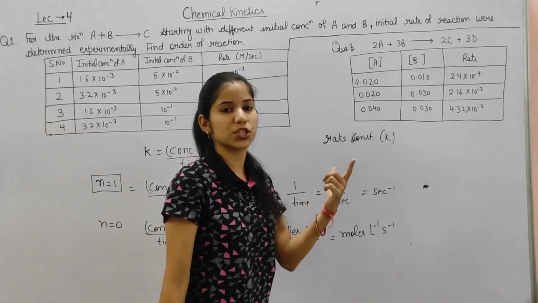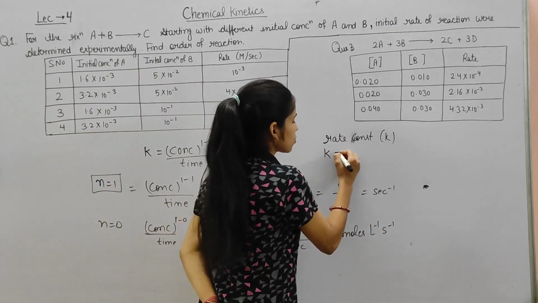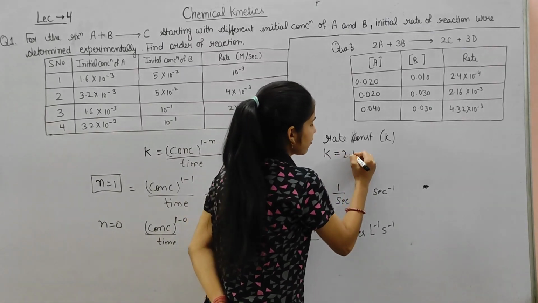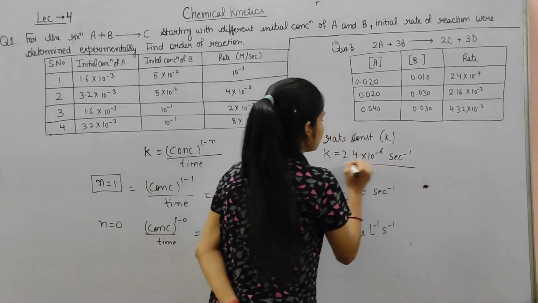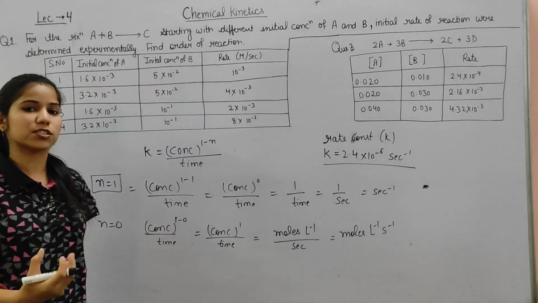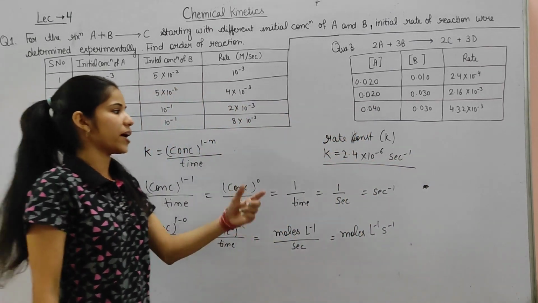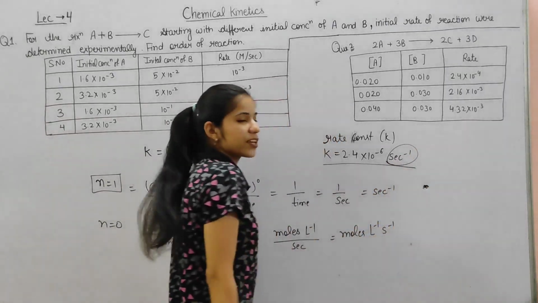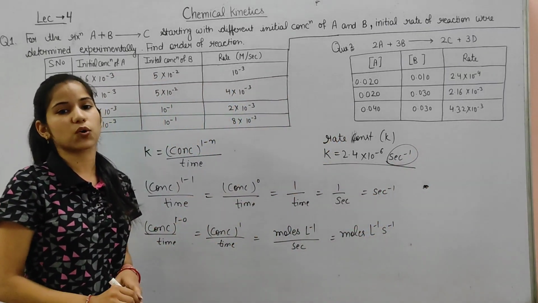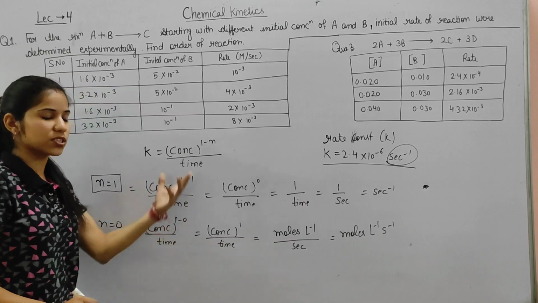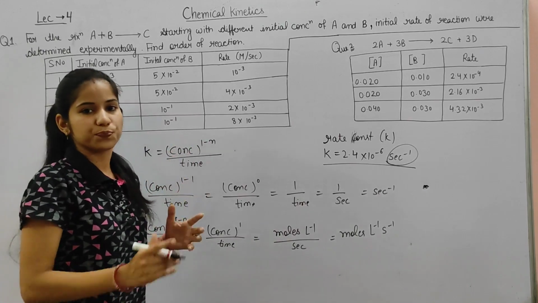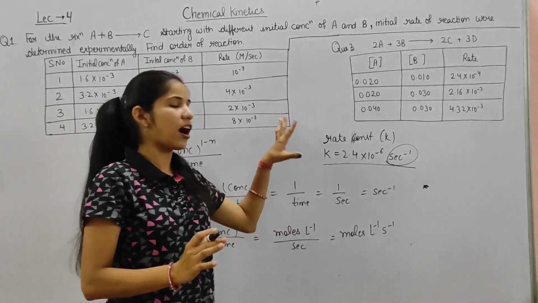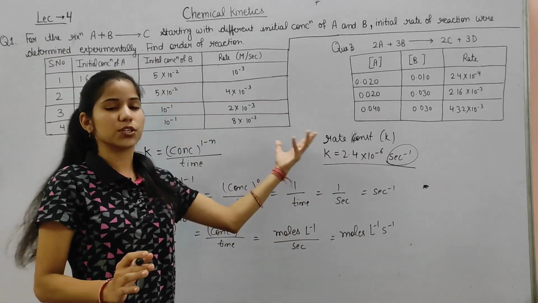If in any question this is given, like this is the rate constant, k is 2.4 into 10 to the power minus 6 per second, what is the order of reaction? So by seeing this unit we can say that this is a first order reaction. You can find out the same for second order reaction. You have to put here only n equals 2. Okay, so this is clear, how to find order from units.